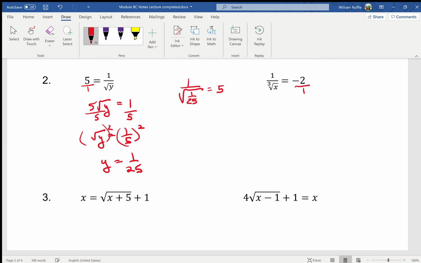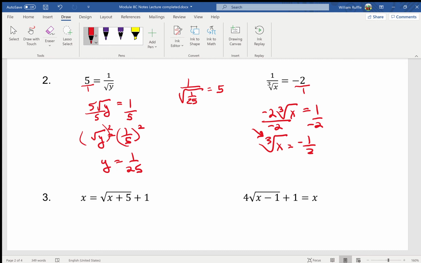So again here, I'm going to do this cross multiplying, so I get -2 cube root x is equal to 1. Divide each side by -2. I get the cube root of x is equal to -1/2. Now, some people will put no solution down here, but remember, this is an odd index. Odd indexes can be negative.